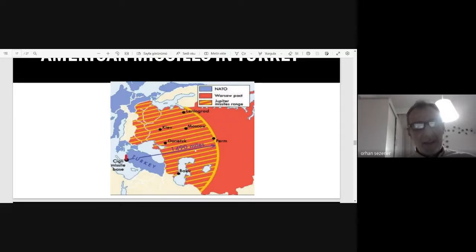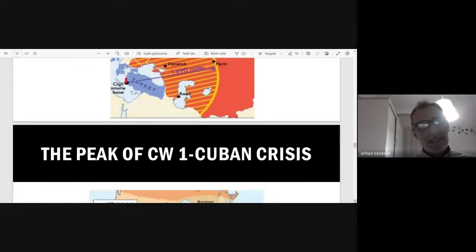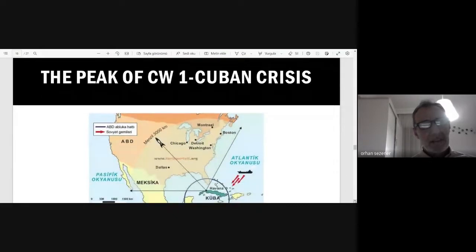And you see the shooting distance of these American missiles in Izmir was about 1,500 miles. You see this diameter of the semicircle. All of these cities were within the shooting distance of these Jupiter missiles based in Izmir. And what the USSR, in return for these American missiles, did was this.